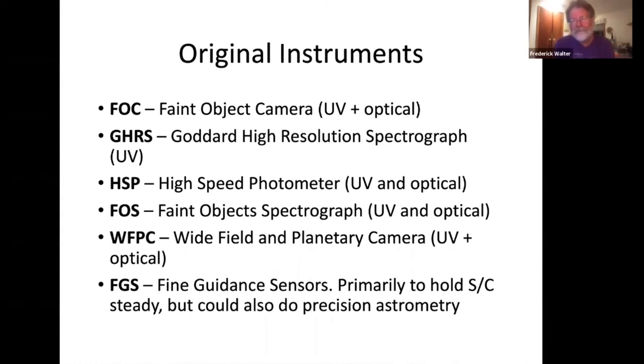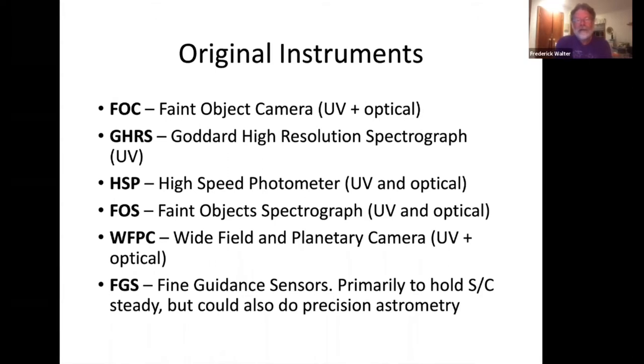They operate jointly with NASA, the space telescope. They get 15% of the time for building the FOC. The Goddard High Resolution Spectrograph is the instrument that I worked on for a number of years in the 1980s and 90s. The High Speed Photometer, a faint object spectrograph, a wide field and planetary camera, which was the radial instrument. That's the one that went for the best focus.